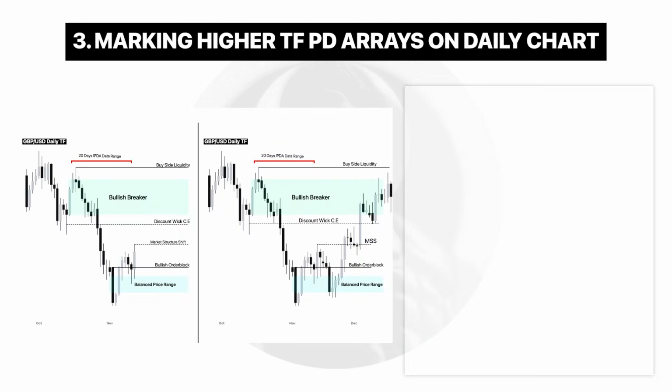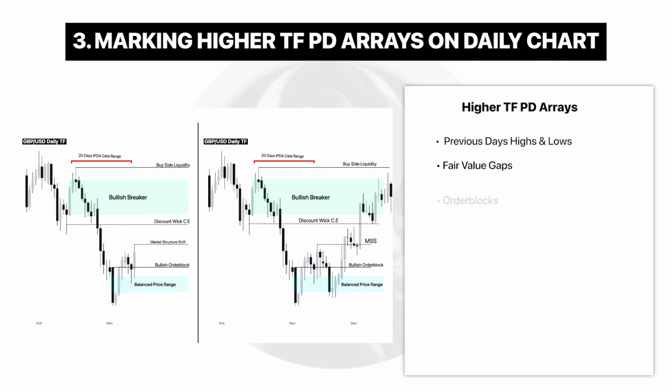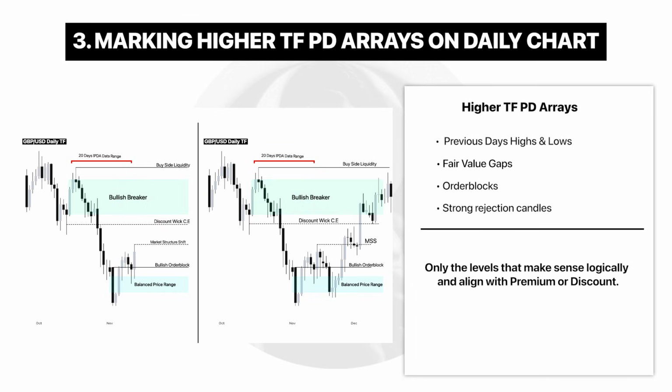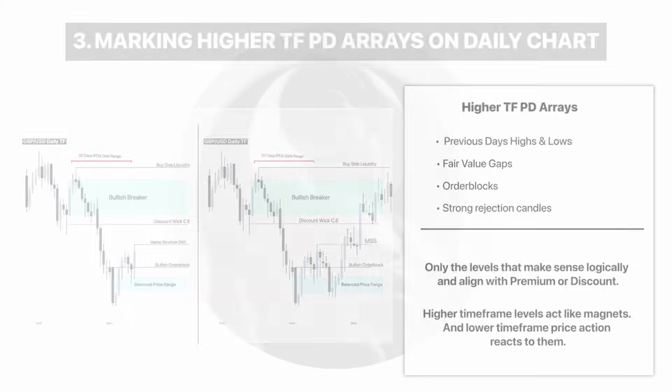Now within the 20 days range, I mark higher time frame PD arrays. This includes previous day highs and lows, fair value gaps, order blocks and strong rejection blocks. I don't mark everything on the chart, but only the levels that make sense logically and align with the premium or discount. These zones become my areas of interest, not entry points. Remember, higher time frame levels act like a magnet and lower time frame price action reacts to them.